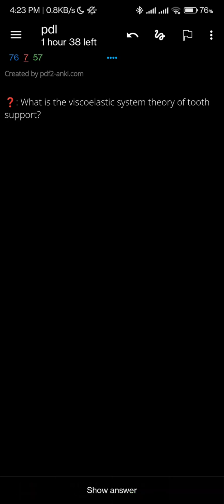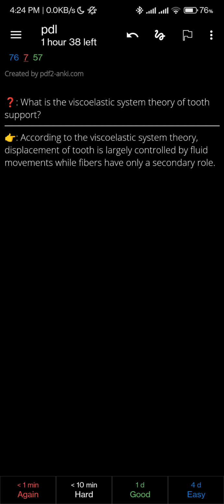What is the viscoelastic system theory of tooth support? This theory attributes the tooth movement and displacement to fluids, and the fibers only have a secondary role. The displacement of the tooth is largely controlled by fluid movements.